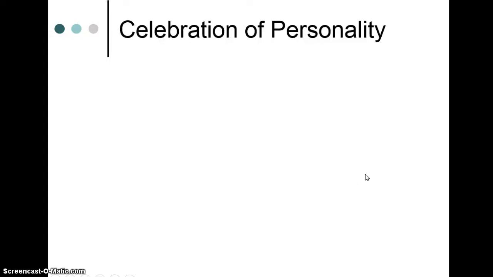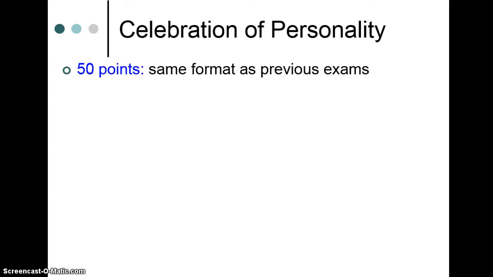Okay, so this is the quick review for Unit 4, the celebration of personality with all the many theorists that we've had. Just as previous tests have been, this is for 50 points. The format is the same. We'll start off with some true and false. Then you'll have to make the false statements true, like you always do. Then we'll go into some multiple choice questions over all of the theories combined.